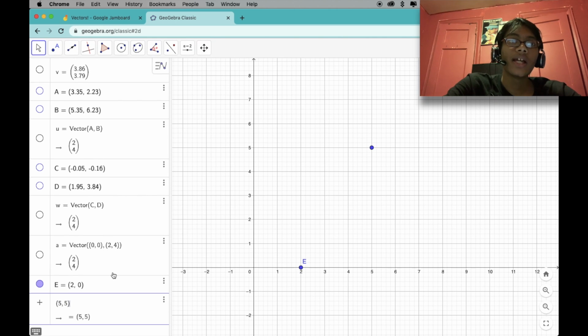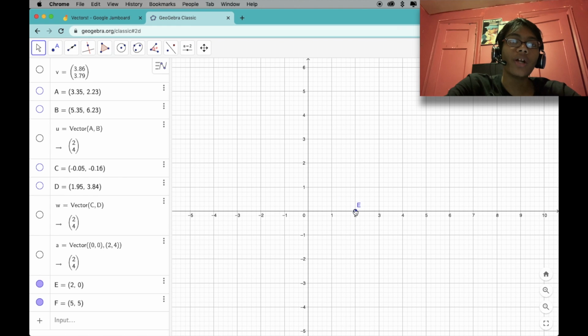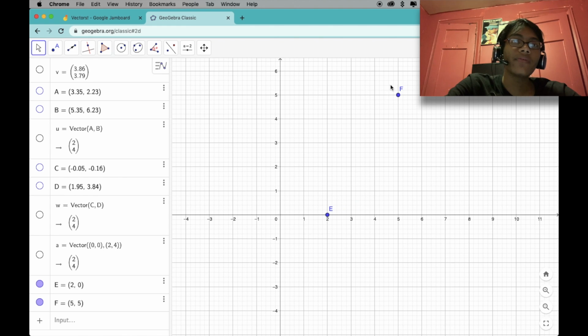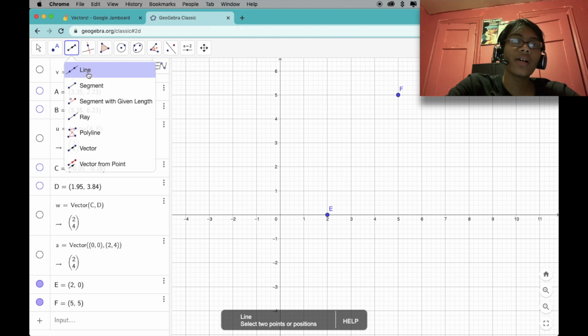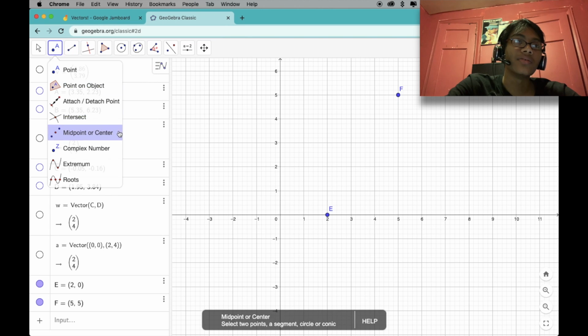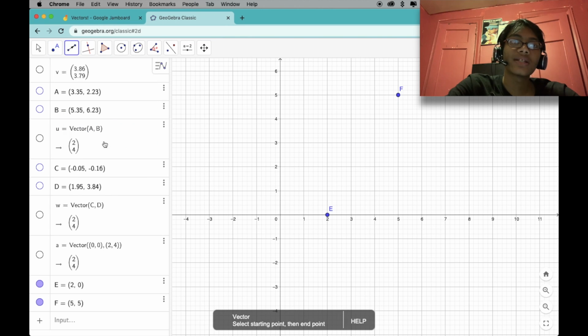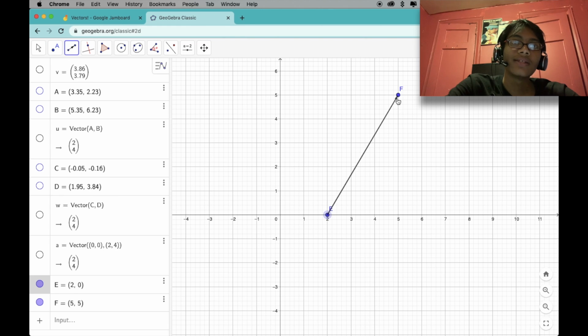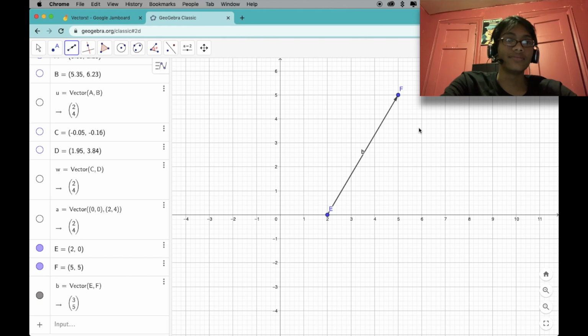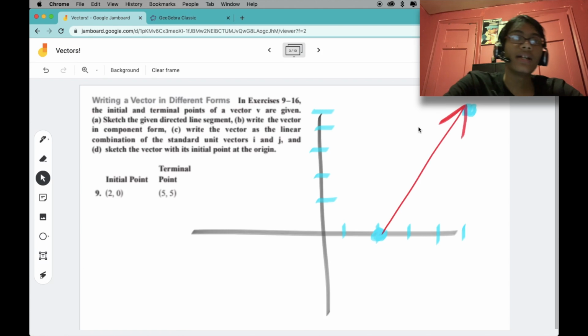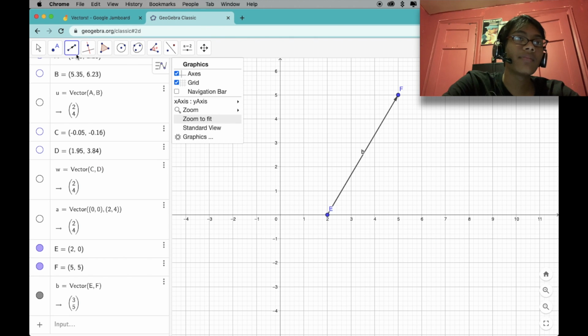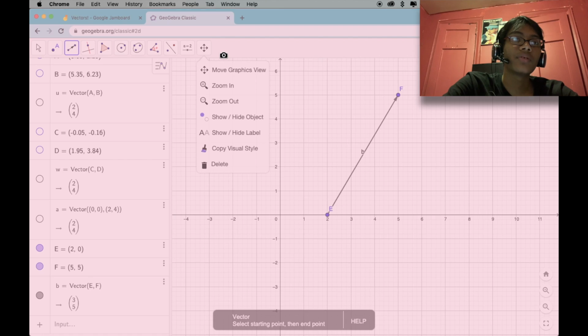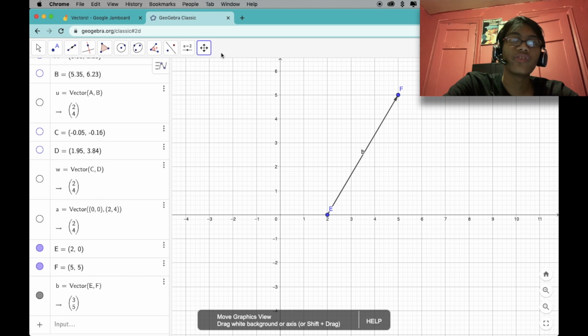Alright, so what do we see? We see the point E, that's our initial point, and point F, that's our final point. And hey, check it out. What's the vector that connects point E and point F? That's the arrow. That's the vector. That's it. Okay. And as a matter of fact, we can grab that picture and put it right in our document just for reference.